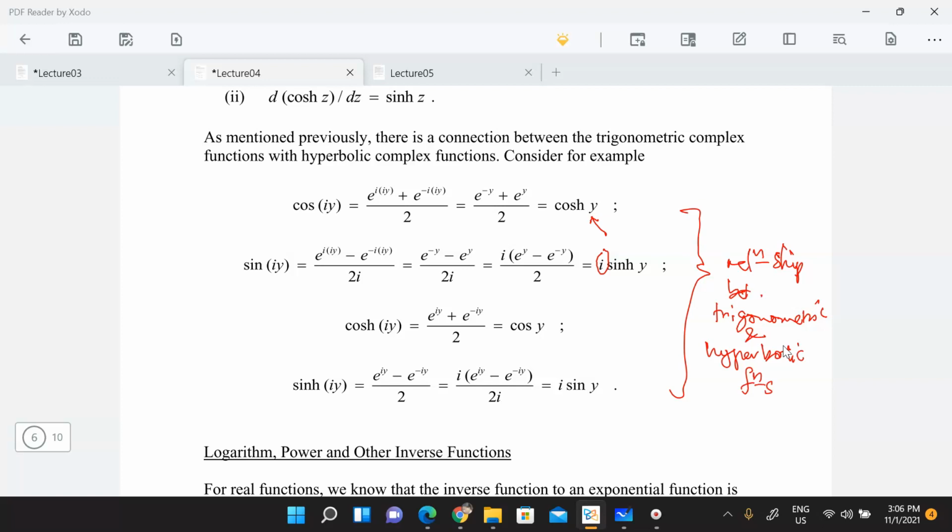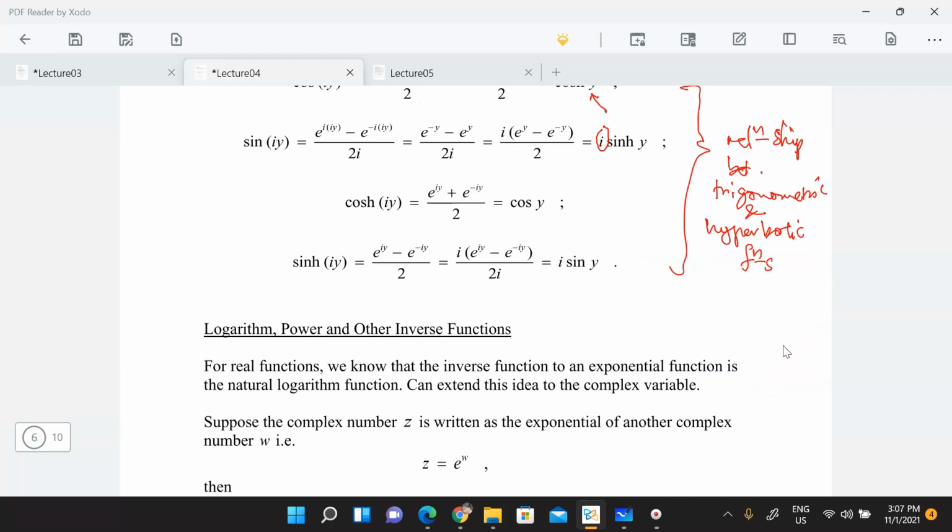Okay, so I think we have enough of this. At this point, we want to go to something else. One of the things that we have seen earlier is powers of complex numbers, and the inverse mapping of powers are actually the logarithms. So we can also start to think of those as complex functions and see how this plays out.